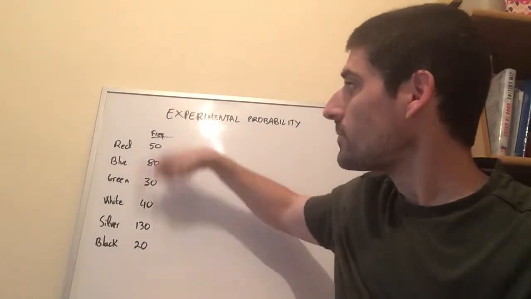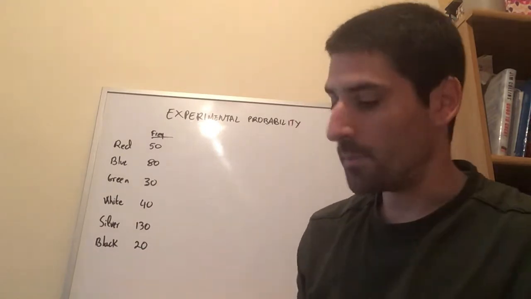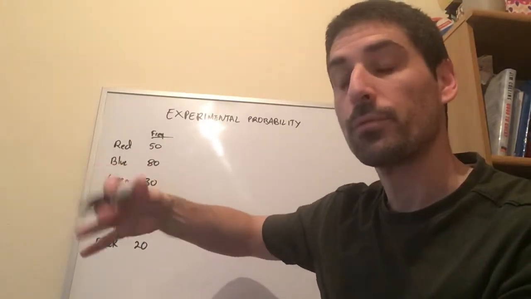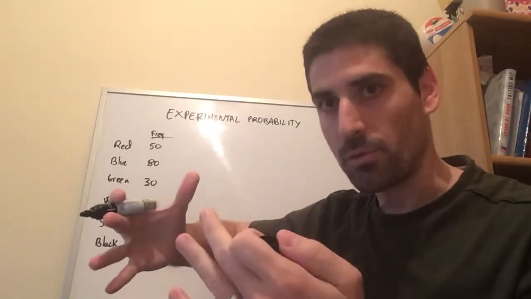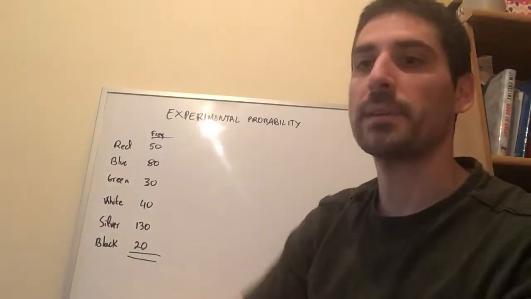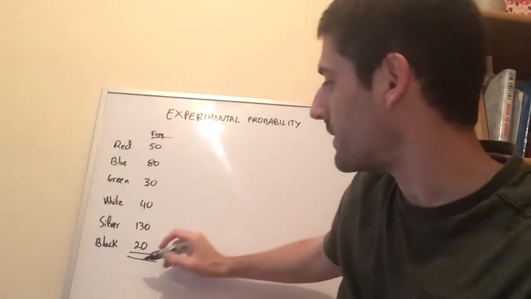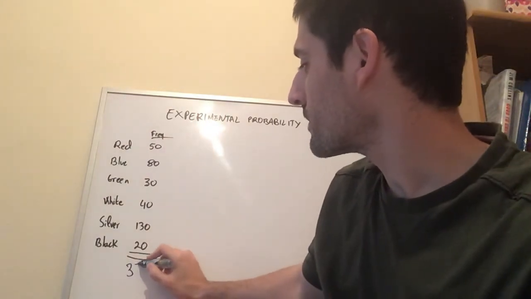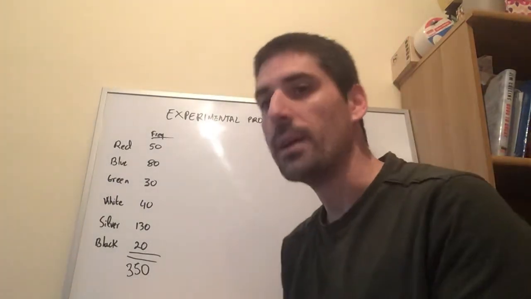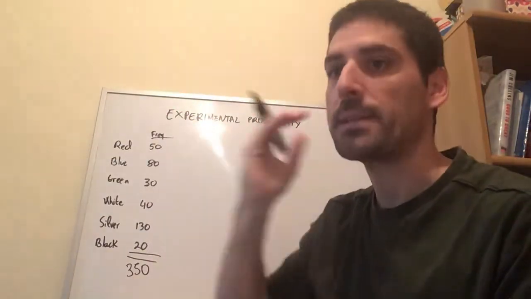So here, I've got a table of different colors of cars that pass by my door. You've got this on the PowerPoint that I've made available for you as well to have a check, so you've got two resources to help you with this. The first thing you need to do with experimental probability is figure out how many cars we recorded in total. So here, if I add all of this quickly, there were 350 cars that I sat there with a clipboard taking notes, okay? So I have 50 red cars, 80 blues, 30 greens, etc, etc.